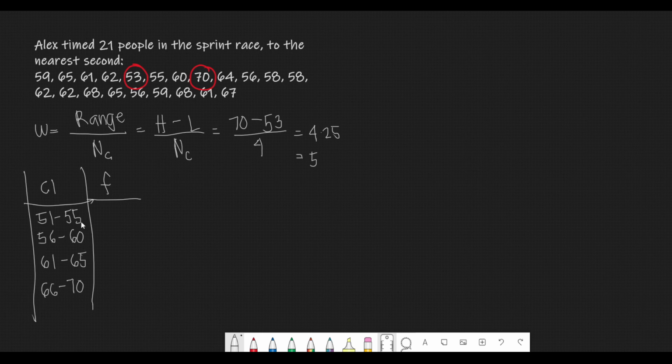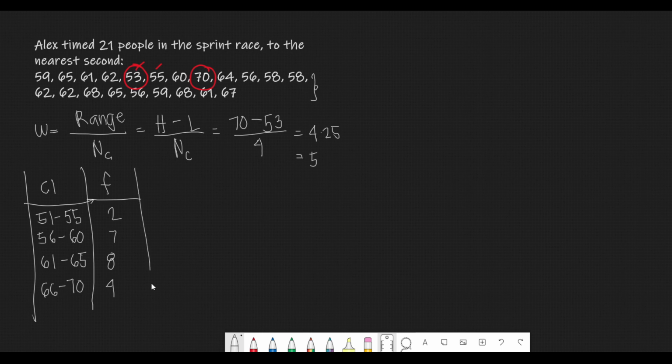Now 51 to 55, if we would look at the data, okay, so if we would find the numbers that fall under 51 to 55, those are only 53, 55, and then nothing else. So we place here 2, okay, and for 56 to 60, this should be 7, this should be 8, and this should be 4. Okay, so these numbers are a result of this data.